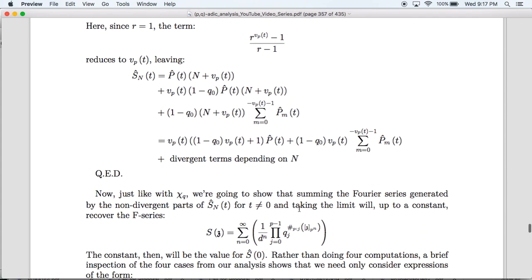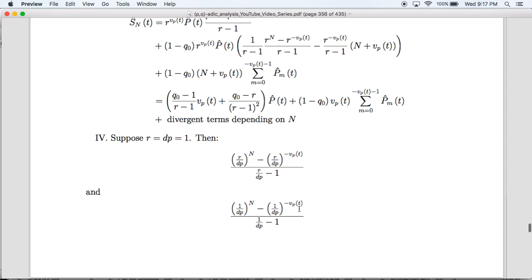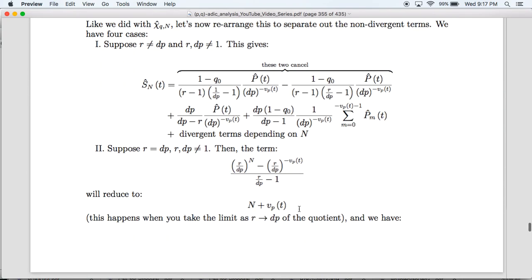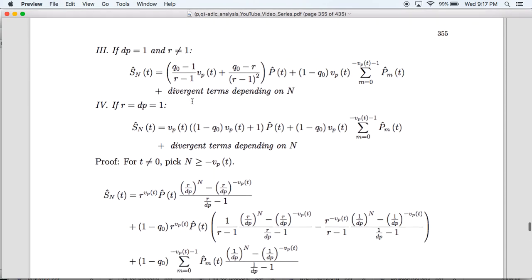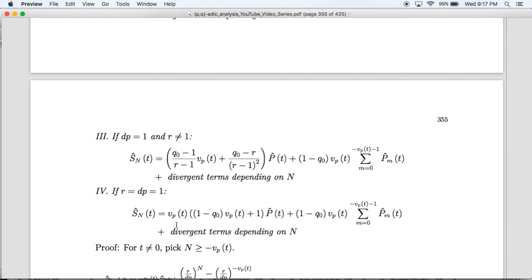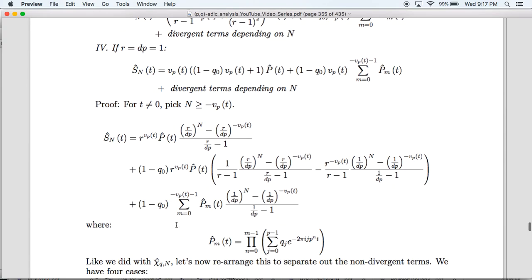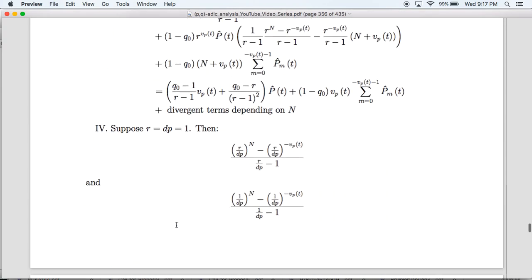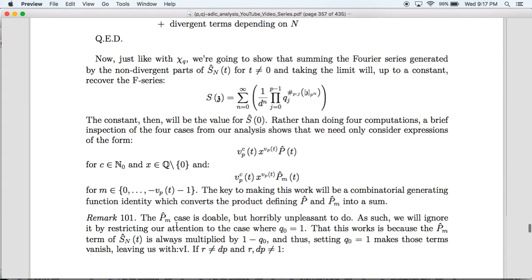Now, just like with chi-q, what we're going to do is show that in all cases, when we sum the non-divergent part, and then take the limit as n goes to infinity, we're going to end up recovering all of S, our original F series. So in this case, note that so far we're working with t not equal to 0. So we're going to be summing every term of the Fourier series but the 0th term. And then we'll define the 0th term to be whatever we need in order to make everything work.